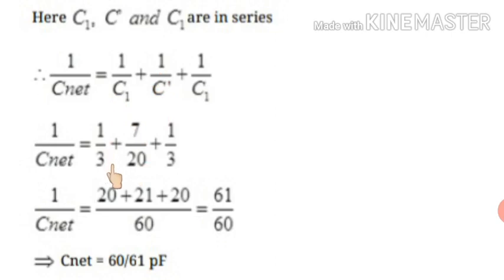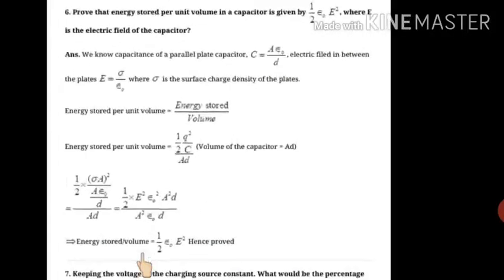What is C1? 3 picofarad. What is again C1? 3 picofarad. So after taking out the LCM and solving it, what we will have? 61 upon 60. So the reciprocal of it will give us the net capacitance, and it will be 60 upon 61 picofarad. So this is how we can calculate the net capacitance for this type of combination, by applying separately the formula for series combination and the formula for parallel combination. So I hope this question is clear.